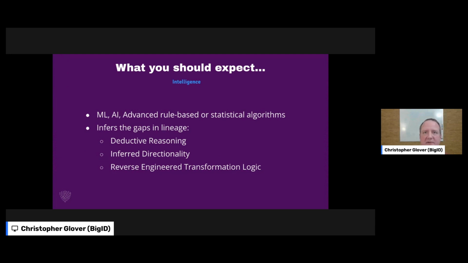A great example is a lot of companies, particularly in the detection space, would use an algorithm to detect addresses. If that training set was a bunch of addresses that were in the US, it's not going to be very effective against detecting addresses in Europe. So ask about ML and AI. Advanced rule-based or statistical algorithms are also very strong at being able to support lineage. So a couple examples about how to infer the gaps in lineage.